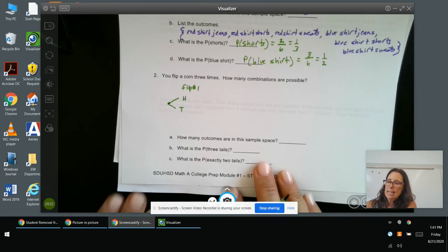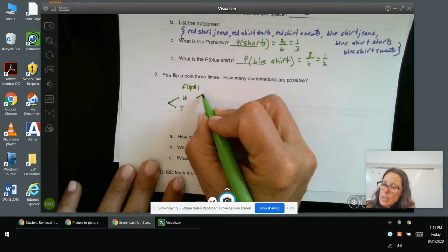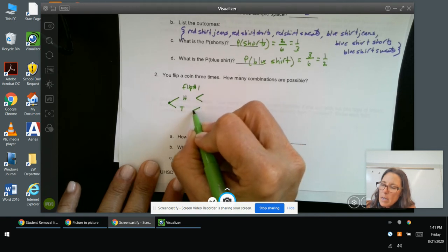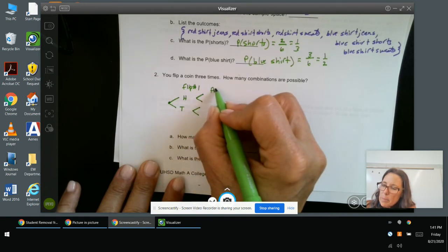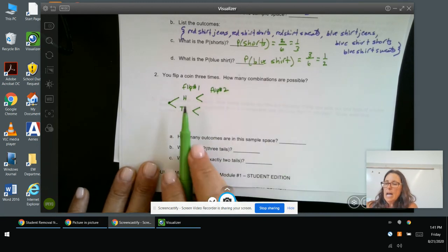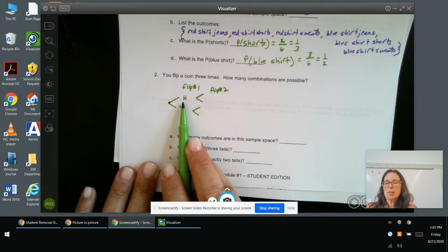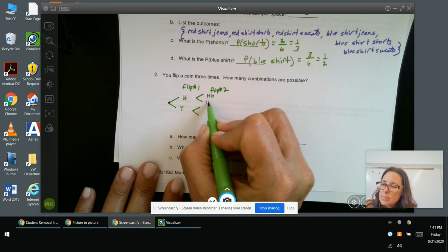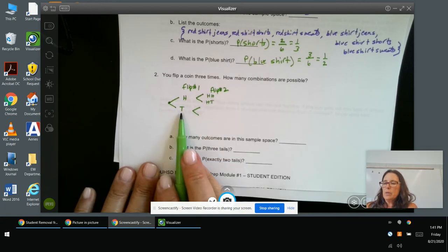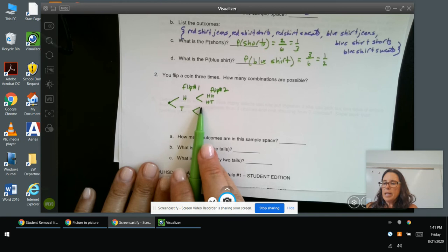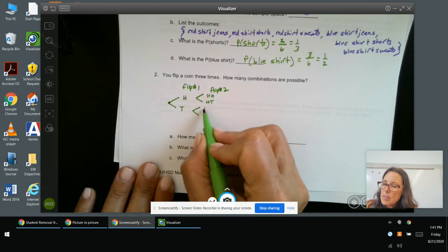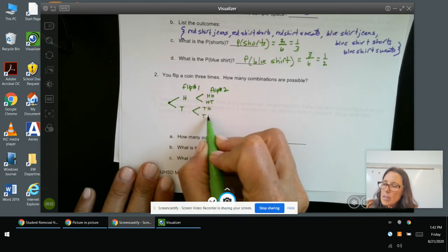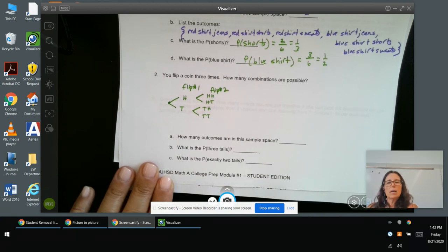Now my flip number 2. I'm either going to have heads with a new heads or heads with a new tails. Down here, I'm going to have tails with a heads and tails with a tails. Okay, so that's my sample space of 2 flips.